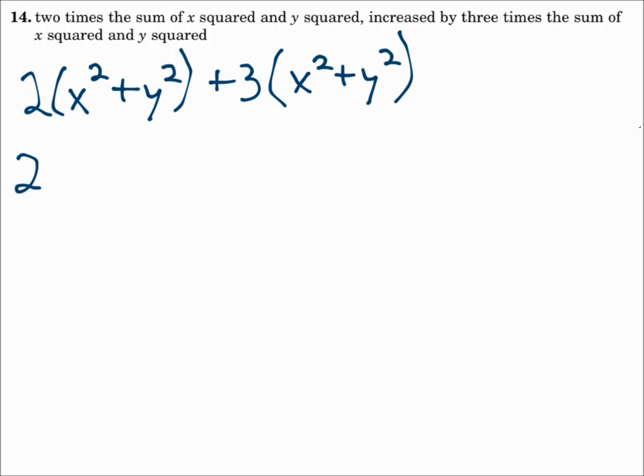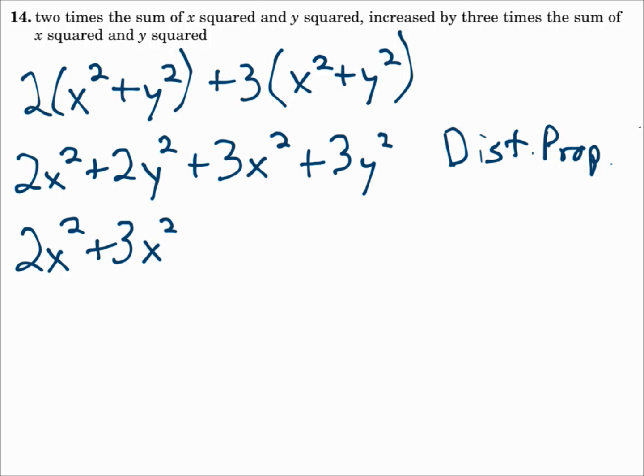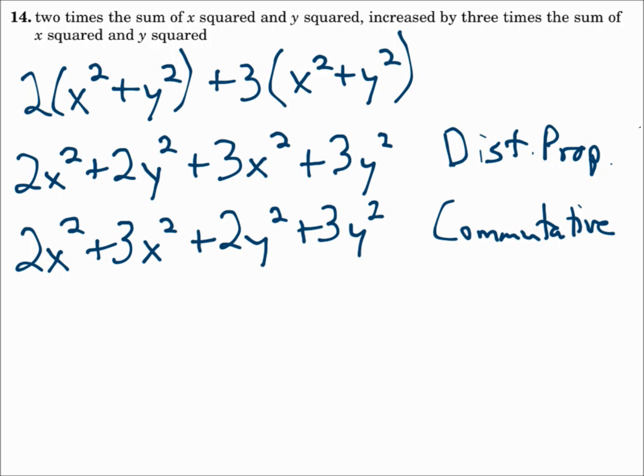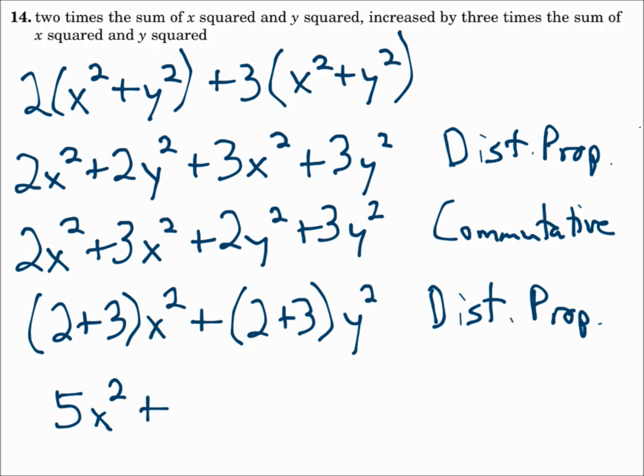Let's do the distributive property. 2 times x squared and 2 times y squared and 3 times x squared and 3 times y squared. Then let's rearrange things to get the x squareds together and the y squareds together using the commutative property. Now do the distributive property to put your x squareds together, 2 plus 3 of them, and your y squareds, 2 plus 3 of them. 2 plus 3 is 5x squared. 2 plus 3 is 5y squared with substitution.